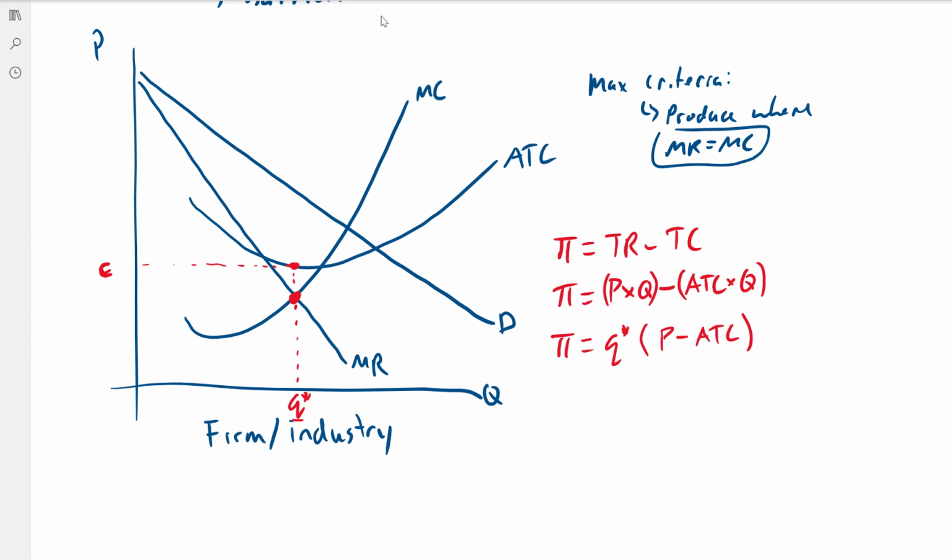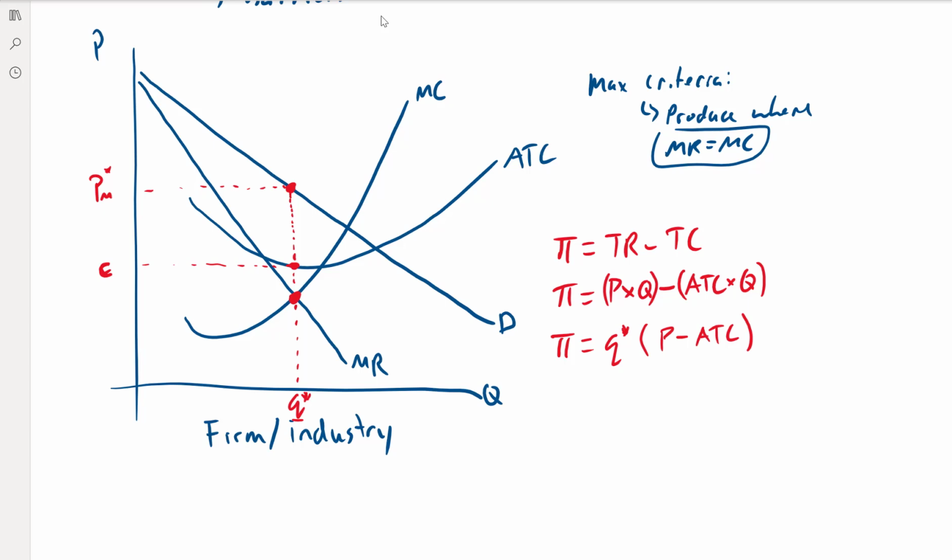So to figure out their price, they want to charge us the most they can for producing Q star. They want to charge people the most they're willing to pay. And that's the height of the demand curve at Q star. Remember, the demand curve is like the willingness to pay. So we're figuring out what's the most people are willing to pay for that Q star amount of this good. So we go up to this demand curve and we get this monopolist price.